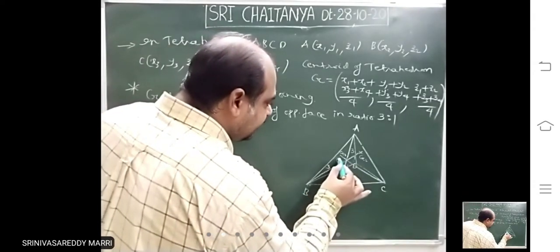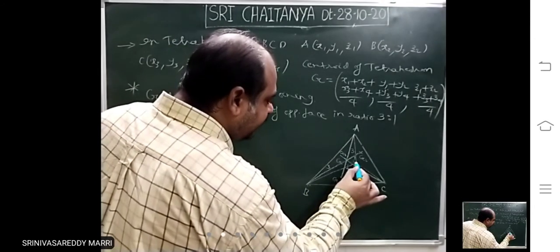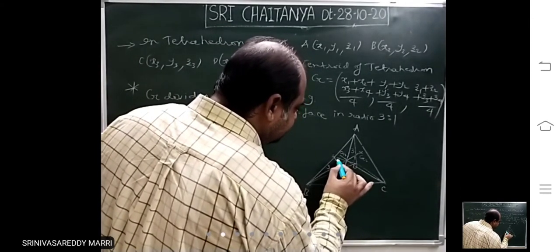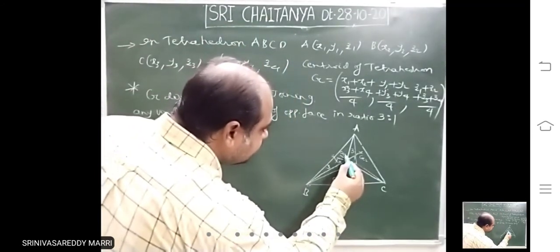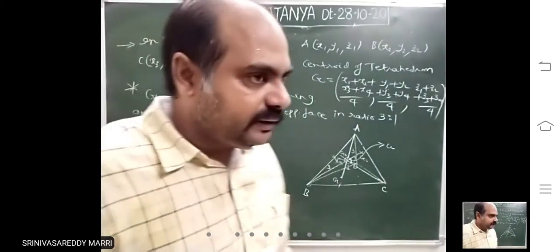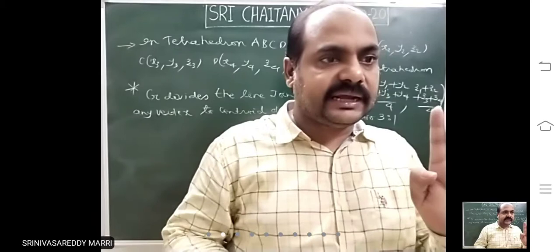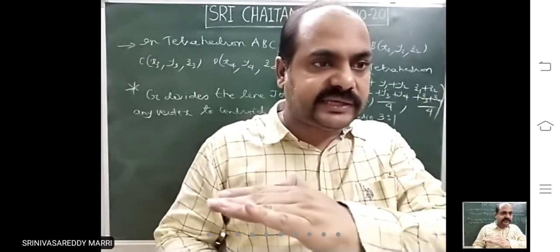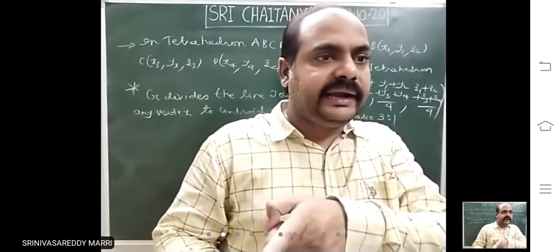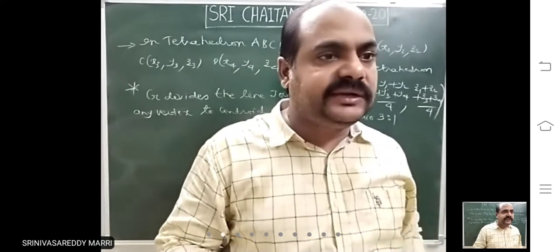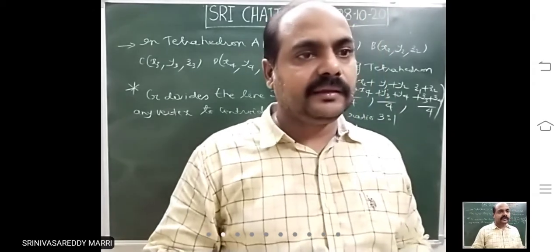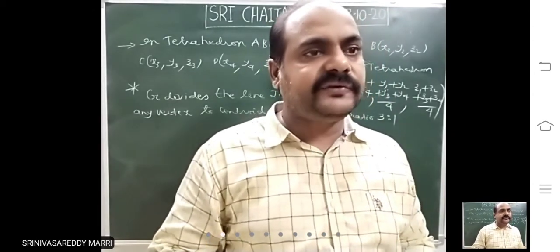Similarly, D is there. Opposite face means what? A, B, C. Let us say centroid is like this. All these lines will be concurrent at one point, and that is called centroid. Just look at simple. 4 vertices are there. Join vertex to opposite face centroid, one line. Join all the vertices to the opposite faces centroids. Those all lines will be concurrent at the point G. That is called centroid of tetrahedron.